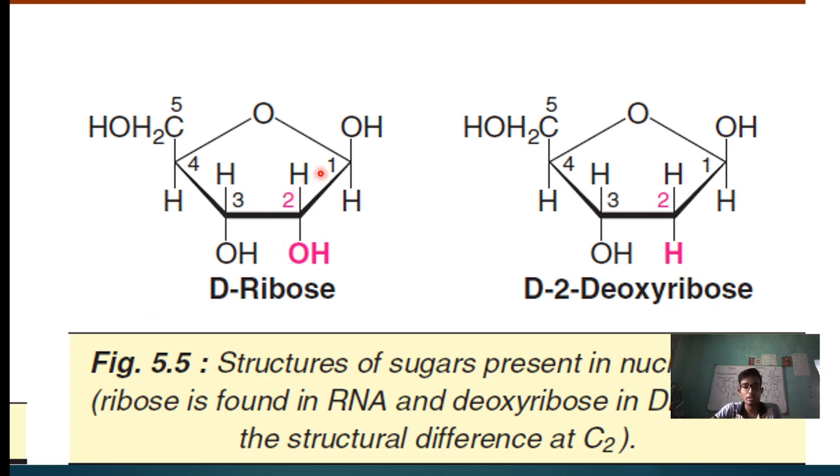But remember, in this numbering system we not only use 1, 2, 3, 4, 5. We also use prime: 1 prime, 2 prime, 3 prime, 4 prime, 5 prime, because we want to make a difference from the nitrogenous base, since they also contain carbons in their heterocyclic ring. To make a difference from them, we use prime in the sugar structure.